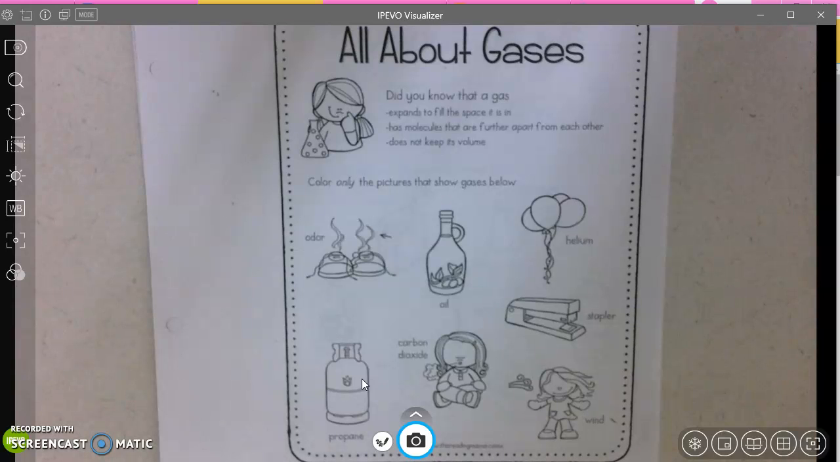All right. Like I said, we will revisit these pages next week. I will make sure to get them to you, and we will go back through and color them.